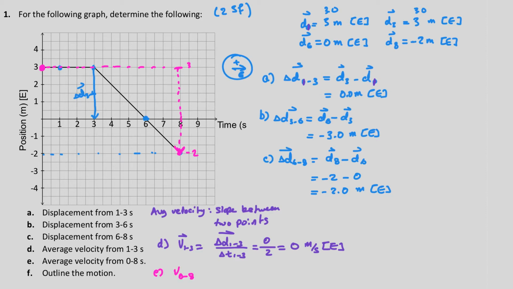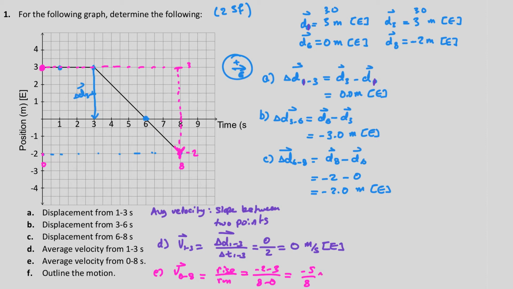From 0 to 8 seconds is going to be either rise over run or displacement from 0 to 8 divided by time. It doesn't really matter. I'll write it as rise over run here. They're the same thing. The rise here is -2 minus 3. And the run, we end here at 8 seconds and we start at 0 seconds. So our run is 8 minus 0. So that's -5 over 8.